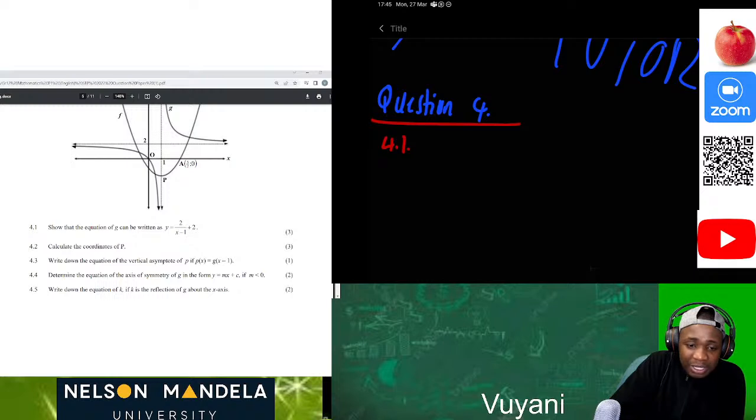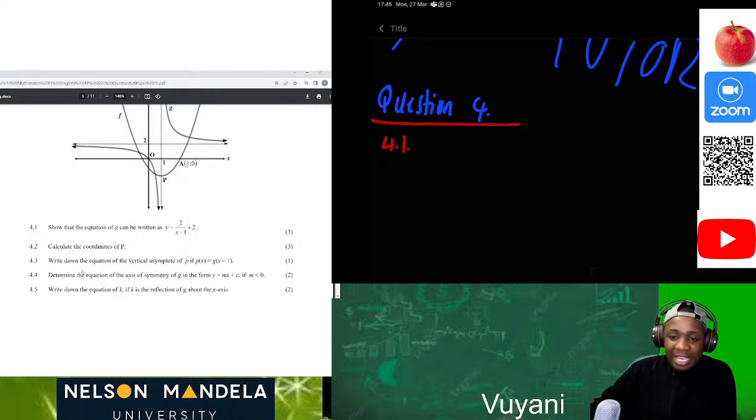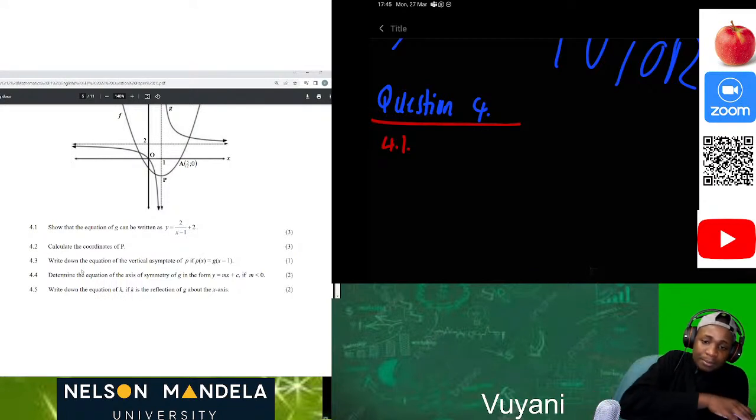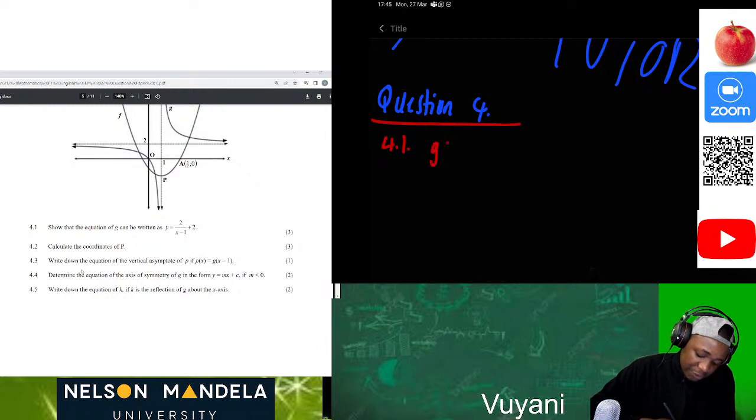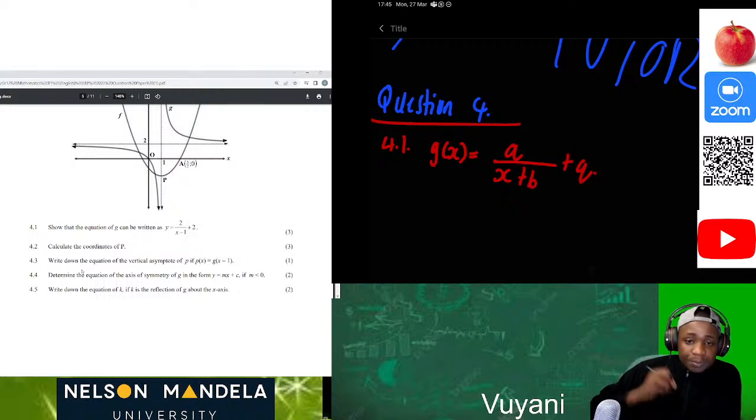Let's do 4.1, guys. Let's show them that we know what we are up against. So on 4.1, what is important is to understand that we are given the function g of x, which is equal to a over x plus b, plus q.